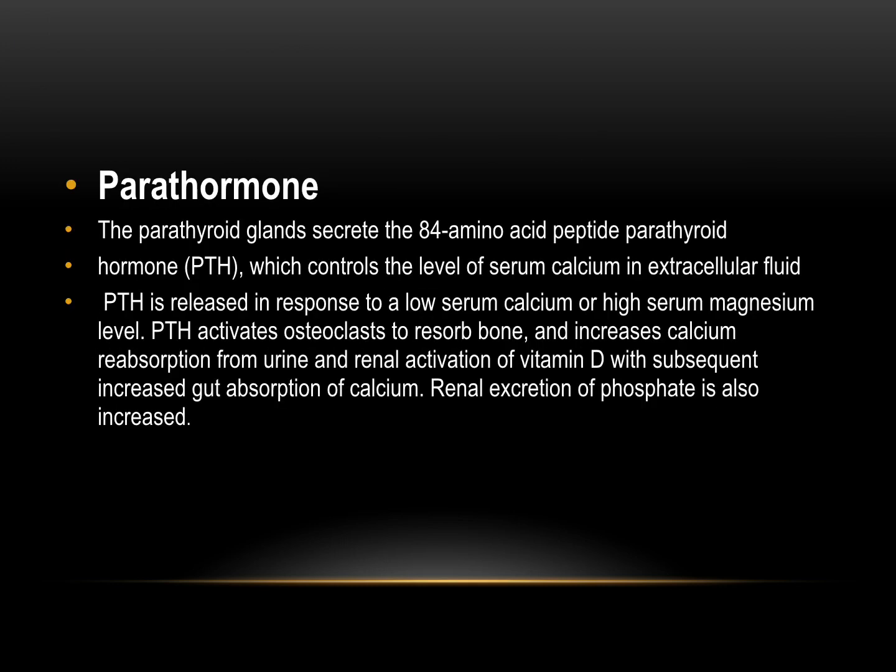The parathyroid hormone. The parathyroid gland secretes an 84 amino acid peptide, parathyroid hormone, which controls the level of serum calcium in the extracellular fluid. The parathyroid hormone is released in response to low serum calcium or high serum magnesium level. It activates osteoclasts to resorb bone and increases calcium reabsorption from urine, and renal activation of vitamin D with subsequent increased intestinal absorption of calcium. Renal excretion of phosphate is also increased.